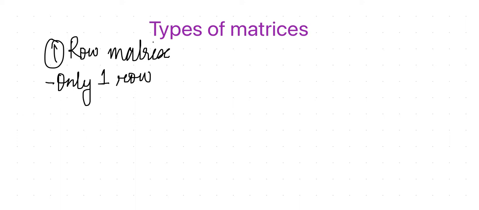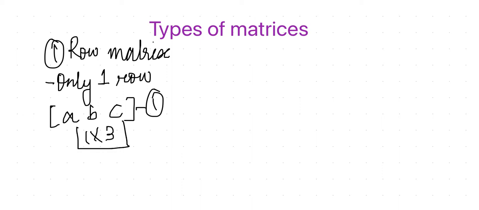Only one row means, children, an example can be like this. Suppose A, B, C. Clearly you can see here the number of rows is 1, and the order of this matrix is 1 into 3. So this can be considered a row matrix. And one more thing, children, this row matrix is also called a row vector, but you will be using only row matrix. If I want to give other examples, this is also my example 2 and 3. So this is also a row matrix.